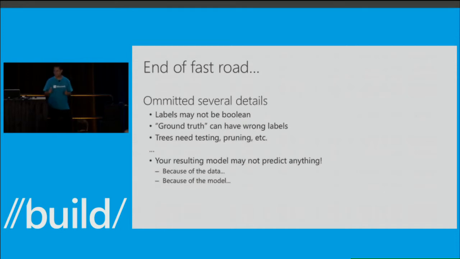You all passed. So I omitted several details because here, of course, my labels were Boolean. In reality, your labels may not be Boolean. You may still need to find the best place to make a test. The ground truth may have wrong labels. The trees may need testing themselves, and so on.